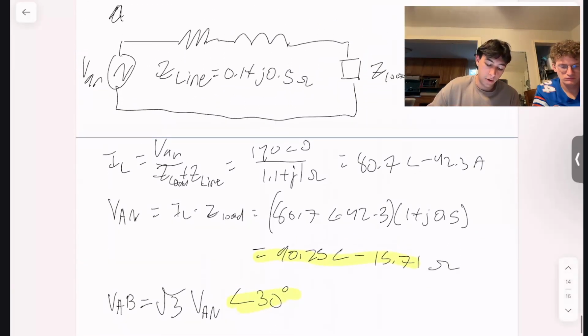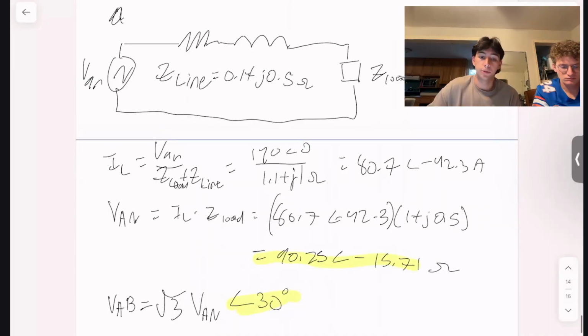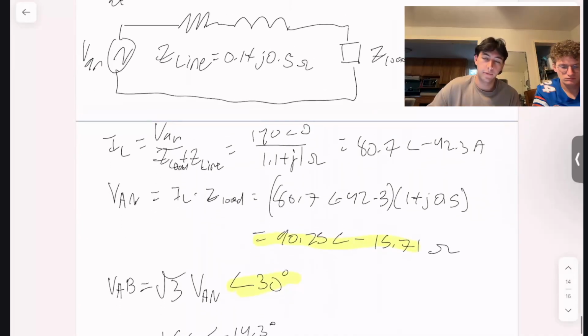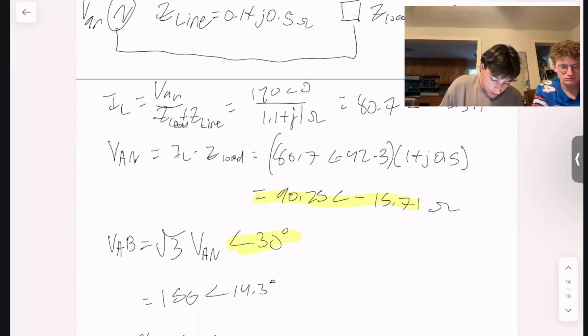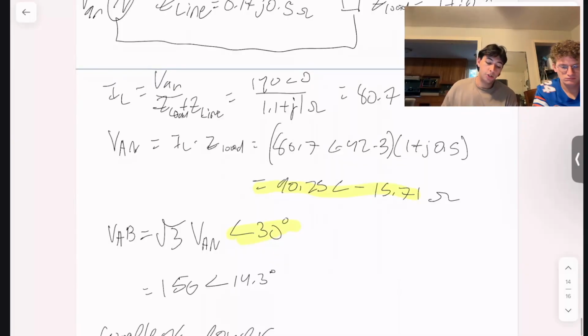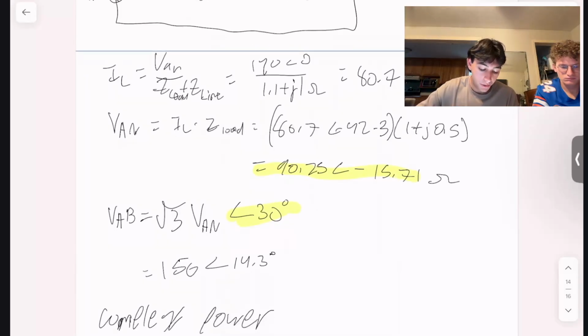They should give you on the exam a bunch of formulas for all the different scenarios. I believe we had that. So the voltage from A to B here is going to be 156 at an angle of 14.3. You would simply multiply the real part by a factor of root 3, and you would add 30 degrees to your angle to get that.